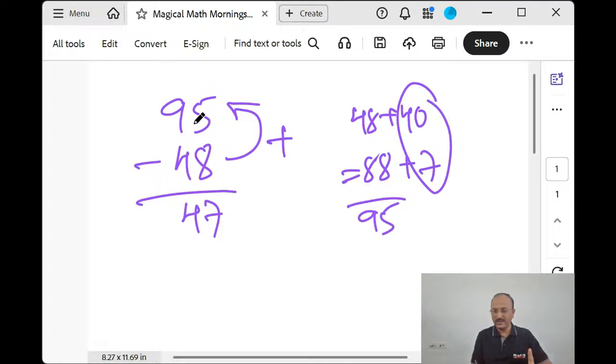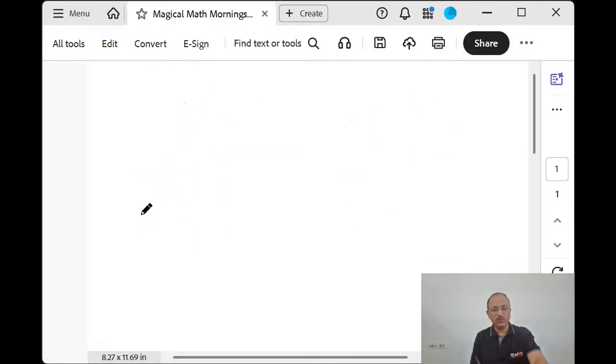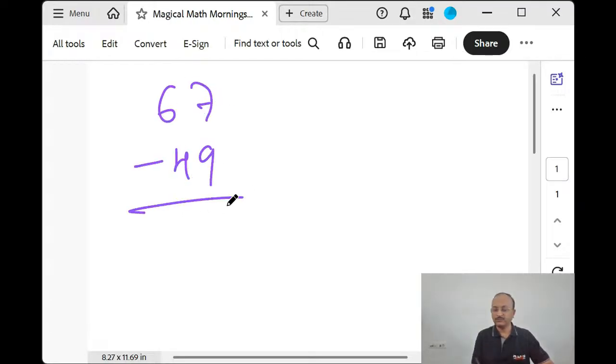Either we can do like that, or else we can do 48 plus 50 is 98. From that, we are going to subtract 3. 50 minus 3 is 47. We can do either way. Let's take a couple more examples. Suppose you want to subtract 67 minus 49. What we do? 49 plus 10 is 59, plus 8 is 67. So 10 plus 8, 18 is the answer.